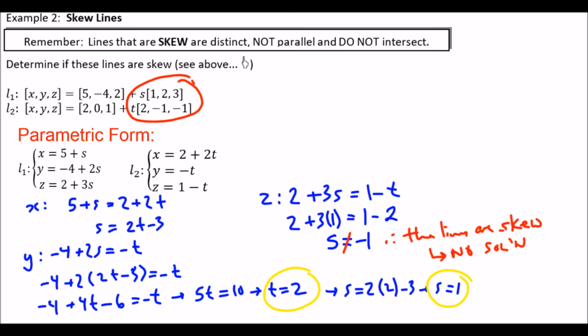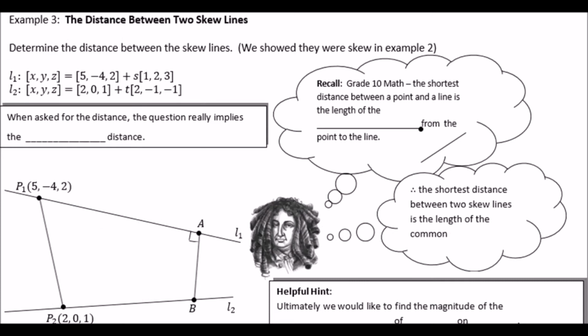All right, last one, promised this time. Here we go. So this one, determine the distance between the skew lines. We have shown these are skew. By the way, this is from example 2. These two lines are skew from example 2. It says here, when asked for the distance, the question really implies, because there's infinitely many distances between skew lines, it's really asking for the shortest distance.